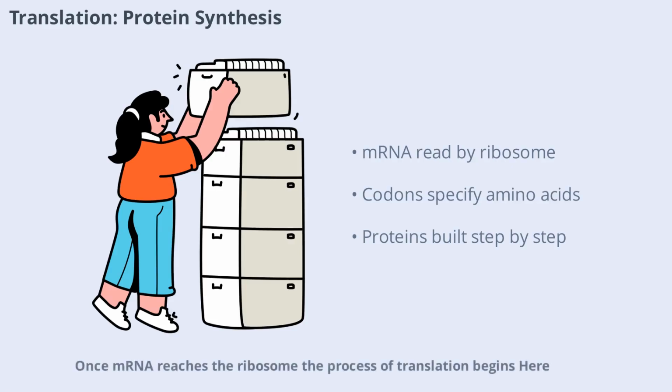Once mRNA reaches the ribosome, the process of translation begins. Here, the genetic code carried by mRNA is read in sets of three bases called codons. Each codon specifies a particular amino acid, which is added to a growing protein chain.